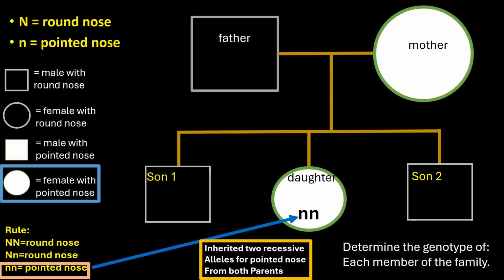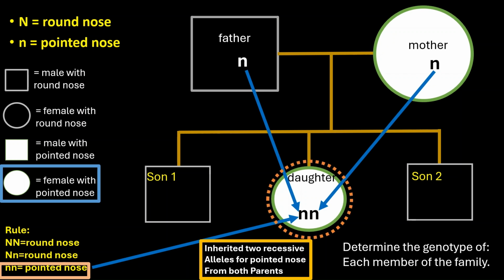And where did the daughter get those alleles from? She inherited the two recessive alleles for pointed nose from both parents. And then we need to find out something more. Okay, you have to trace it back. That is, one allele came from the mother, one allele came from the father. Yes, but the daughter is just like the mother. Both of them have pointed nose. That means the mother is also homozygous recessive for that trait.